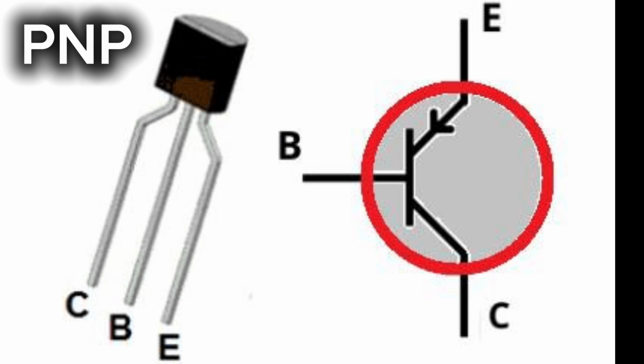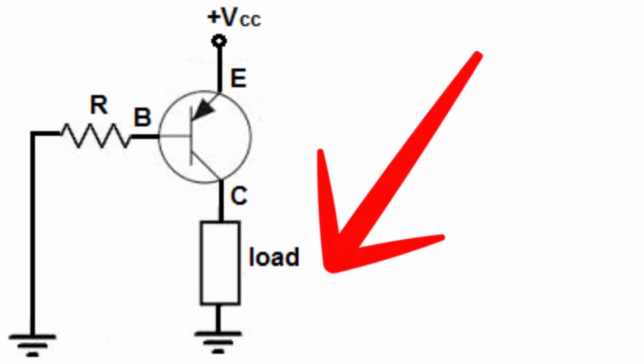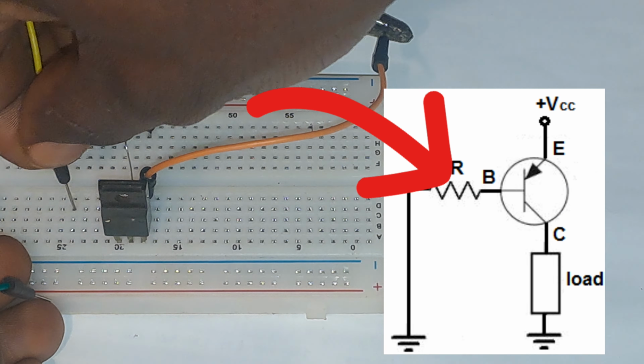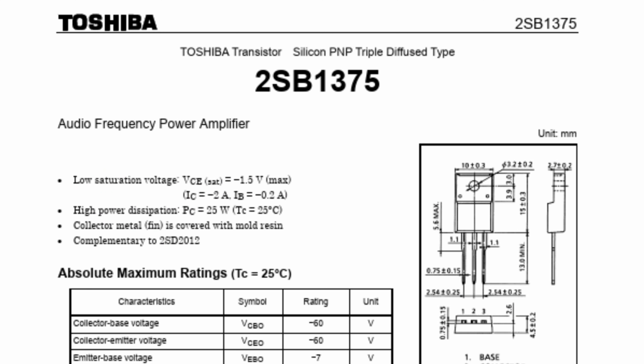Another transistor type is called the PNP transistor. This transistor is slightly different from the NPN transistor. In scenarios where you want to put the load at the emitter, this transistor may be of help. Here I used a B1375 transistor. When you check this transistor's datasheet, you'll find out that this transistor was designed for audio outputs.